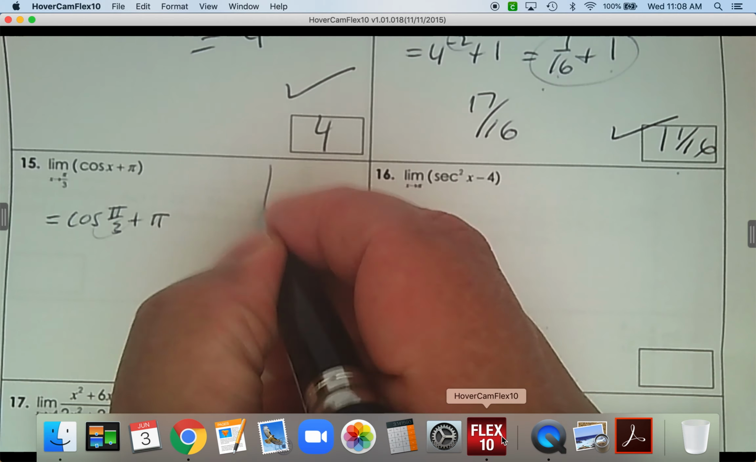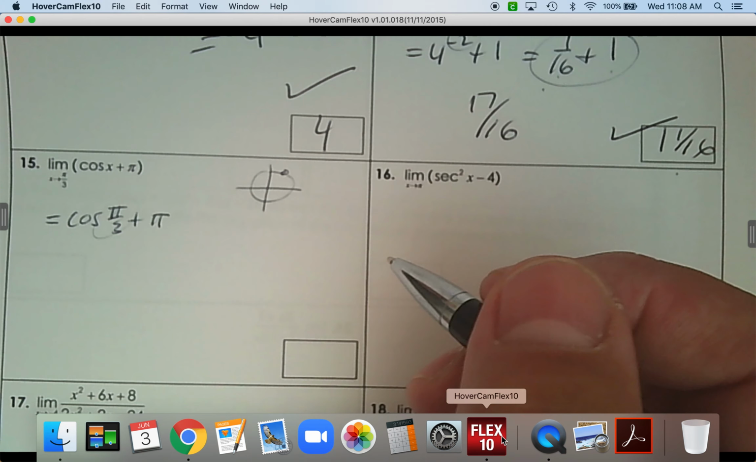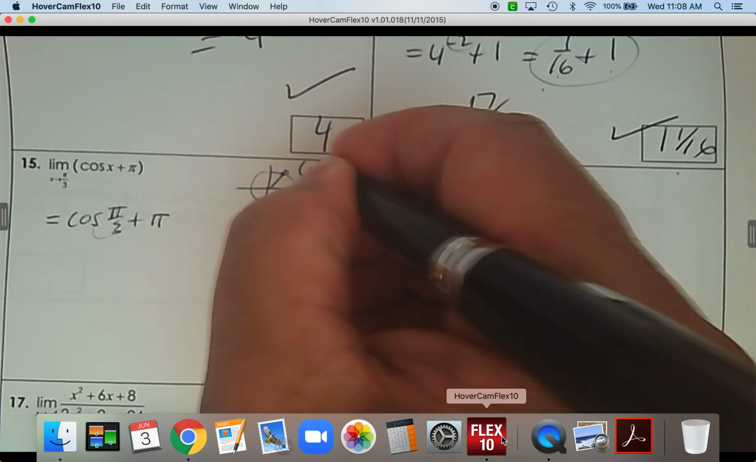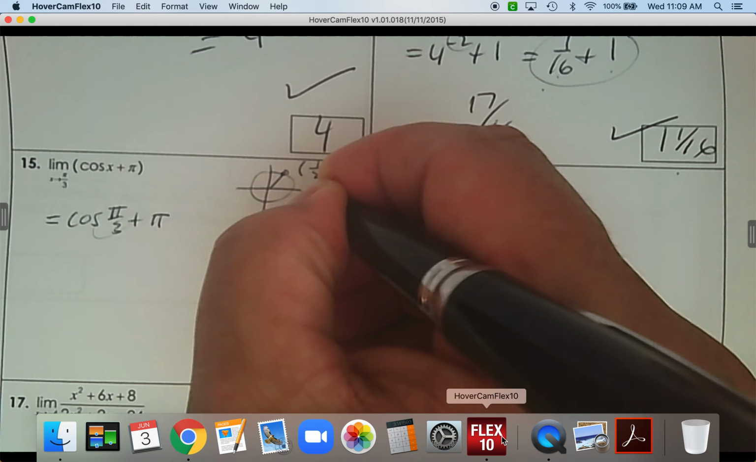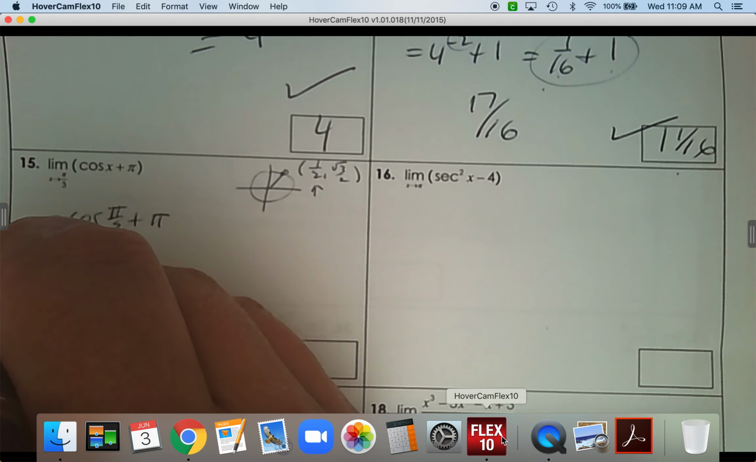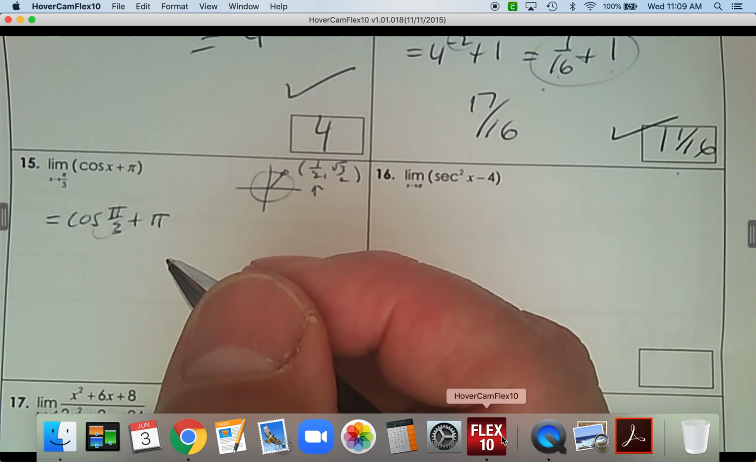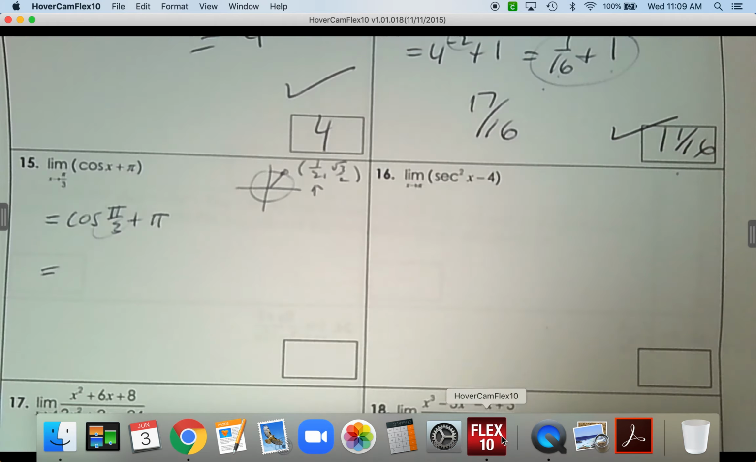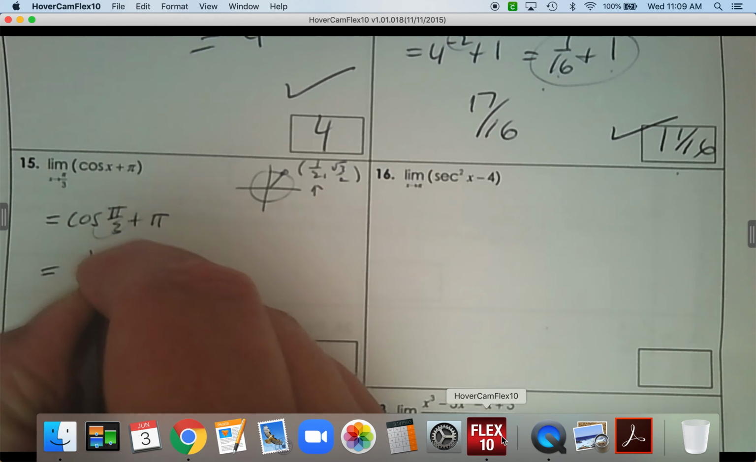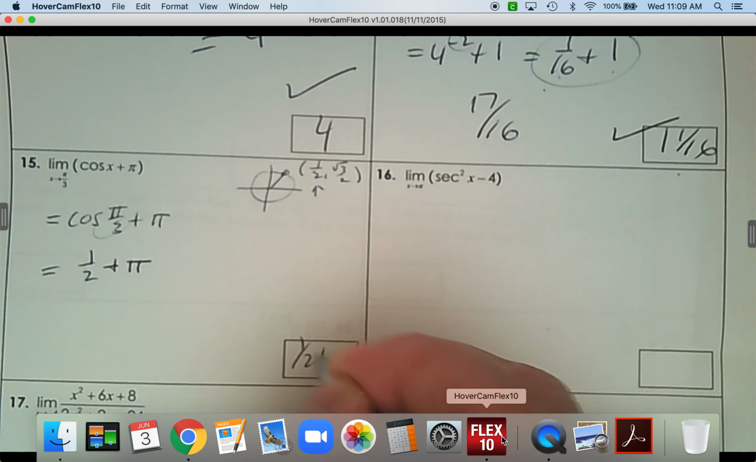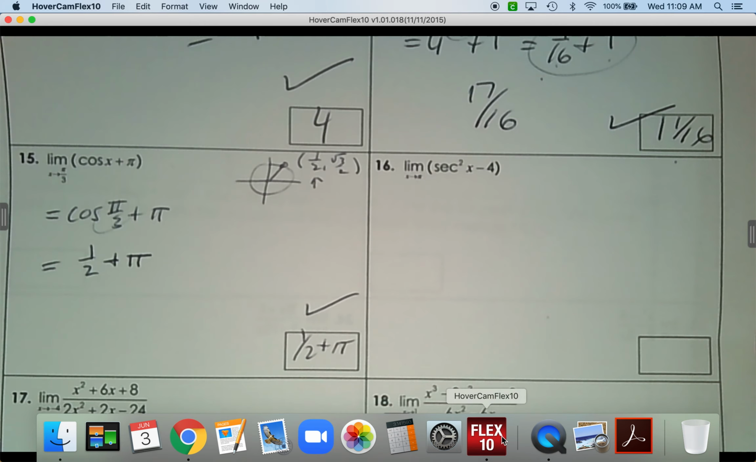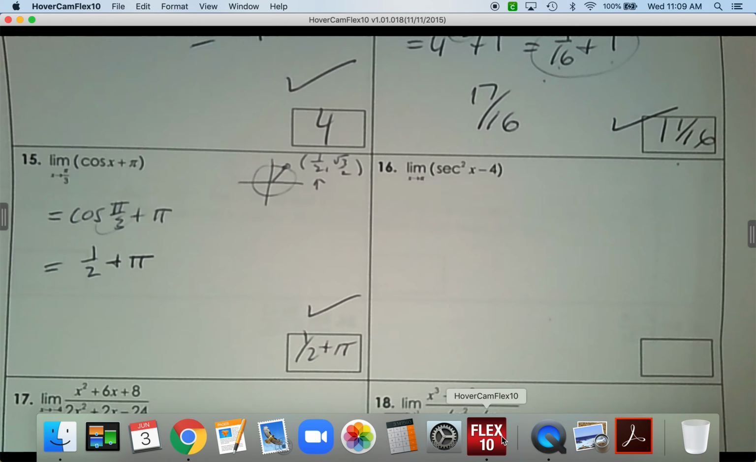Pi over 3, in terms of where that is on the unit circle, it's right here. And the points there on the unit circle would be 1/2 and root 3 over 2. It goes with the x-coordinate, and the x-coordinate is 1/2. So it's 1/2 plus pi. Done. If you wanted to write it as a decimal, 3 point, whatever it would be, 6 something, so be it. But there's the exact answer.